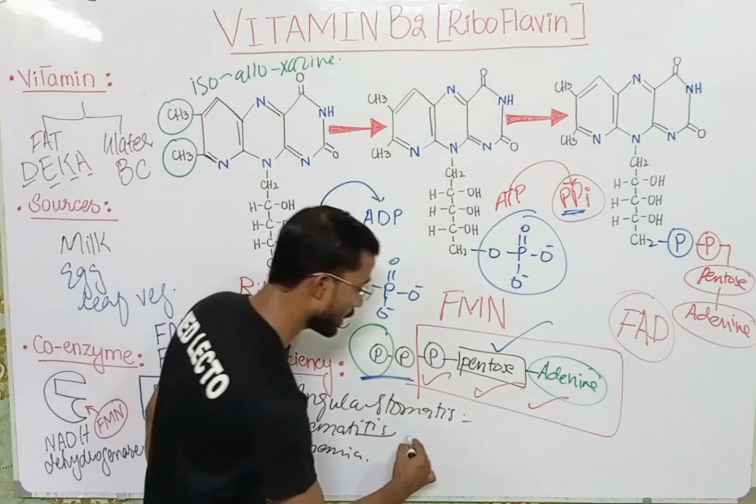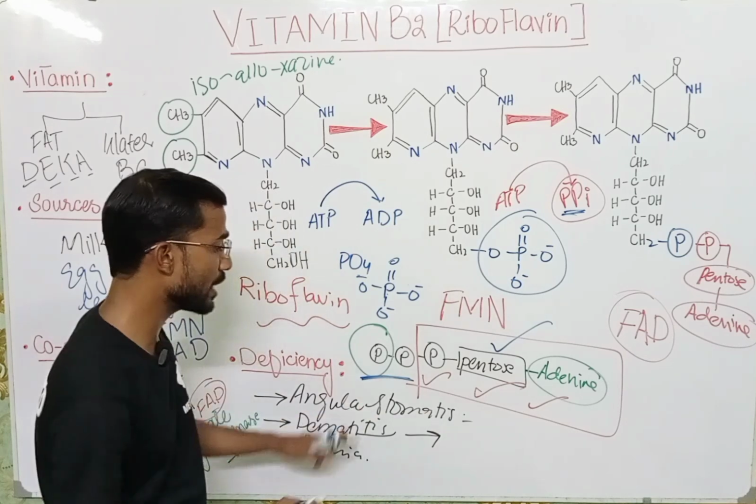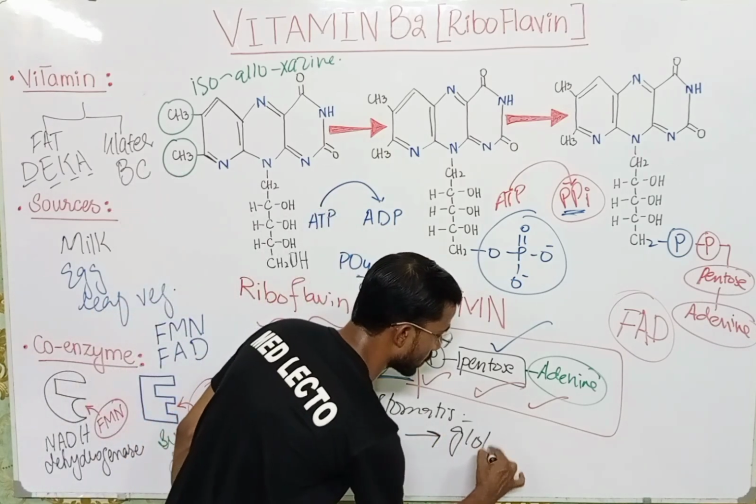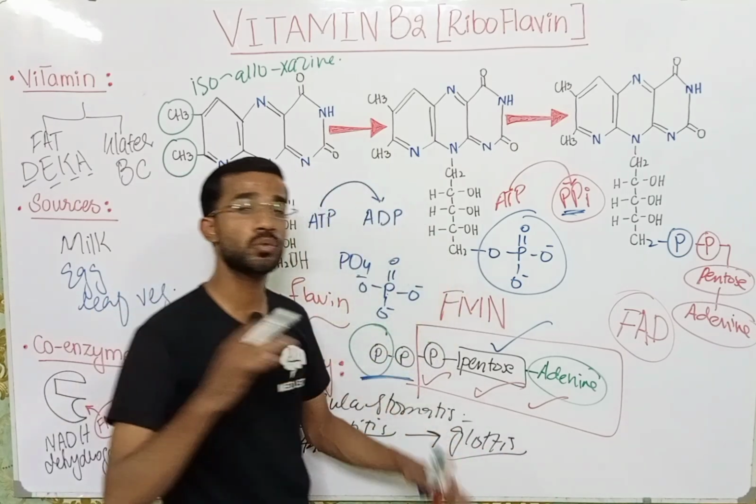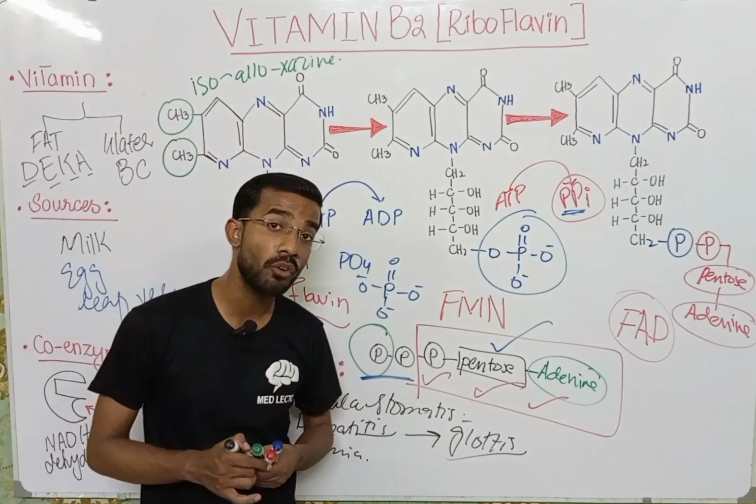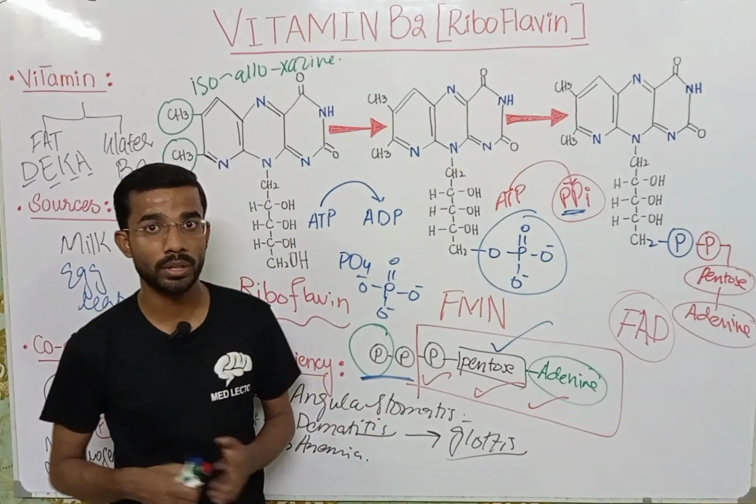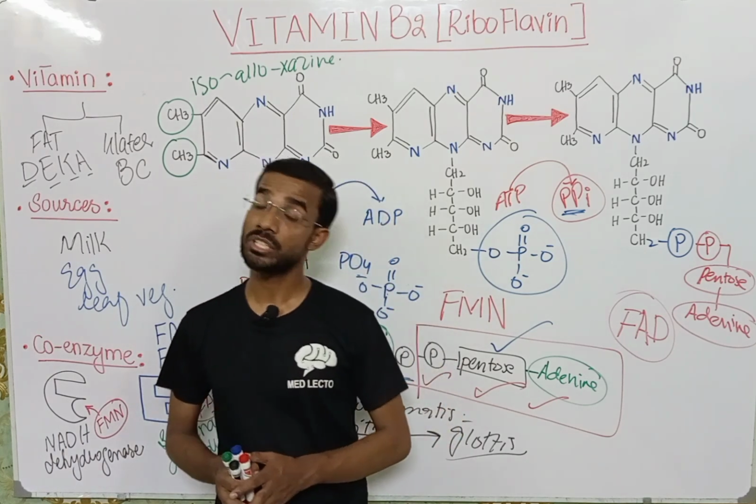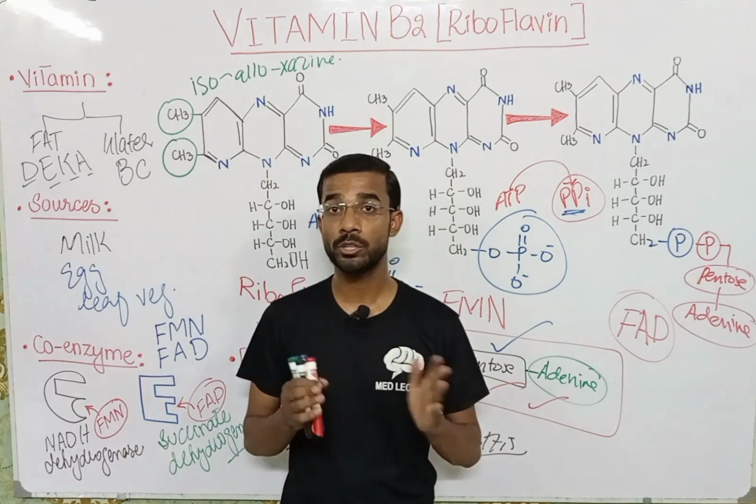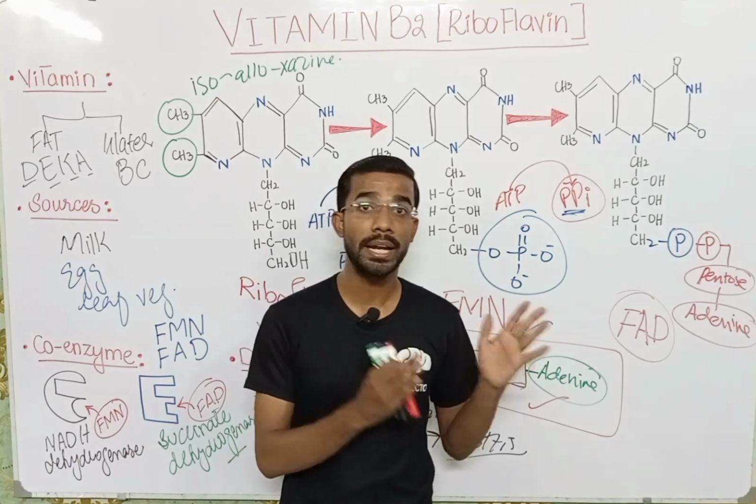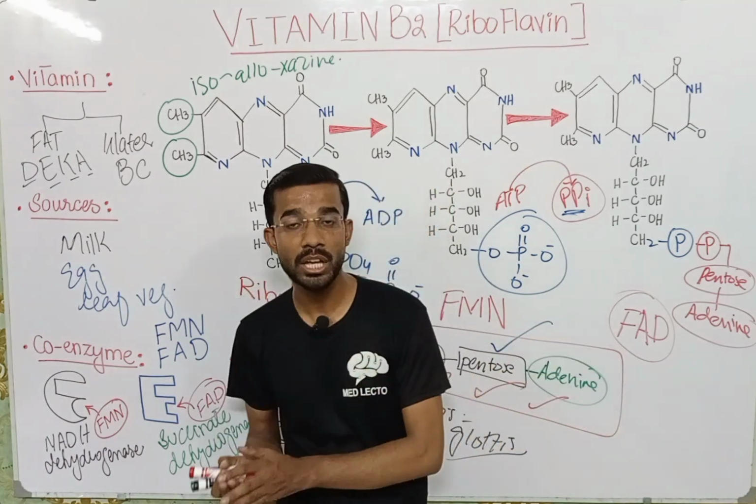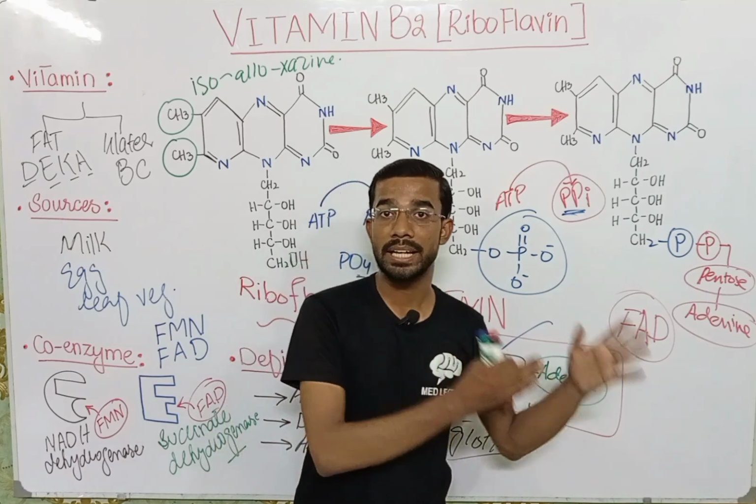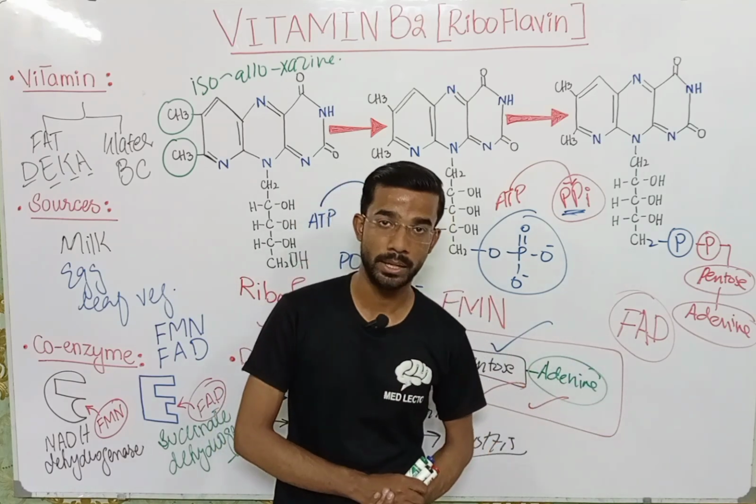And you can also see glossitis, swelling of the tongue. That is another important thing. So this is all about riboflavin, which is also called vitamin B2, and that is related to energy generation. If there is a deficiency, you will see a decrease in energy production in our body.